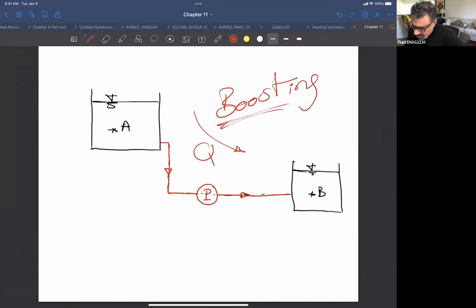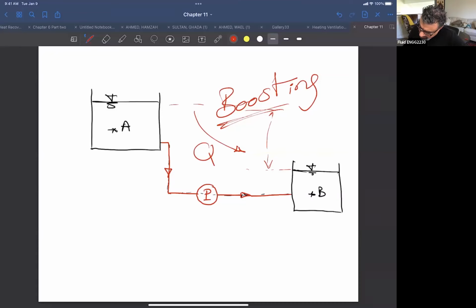The flow rate here in the beginning between A and B is only because of this energy difference, right? But when you have a pump like this, you are boosting the fluid. So you are increasing the energy of the fluid, which moves it even faster between A and B, right? So in this case, we are doing that.